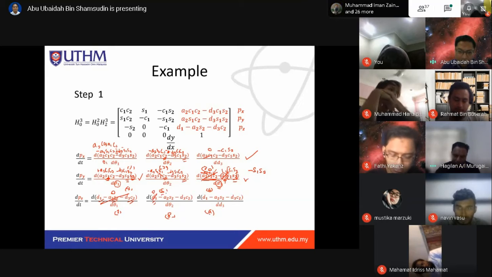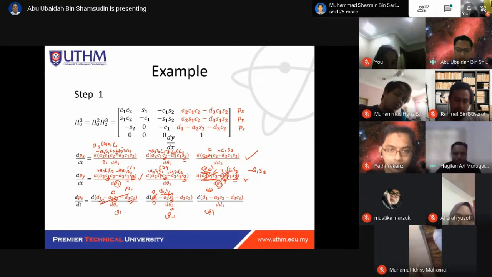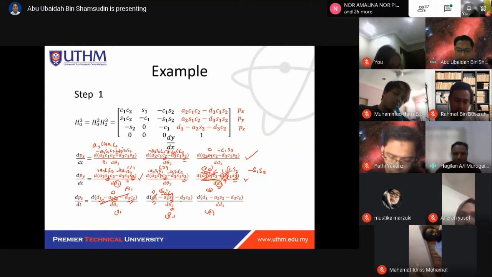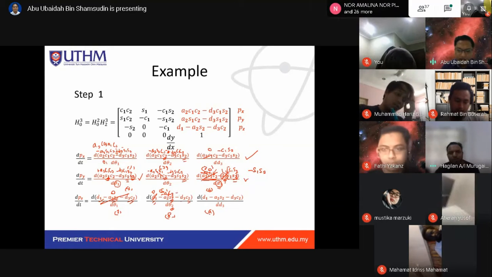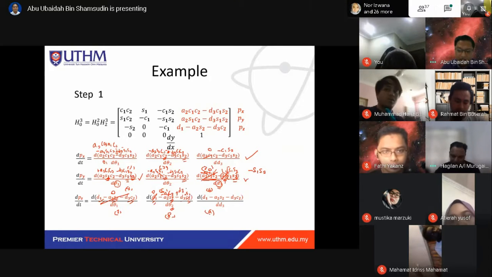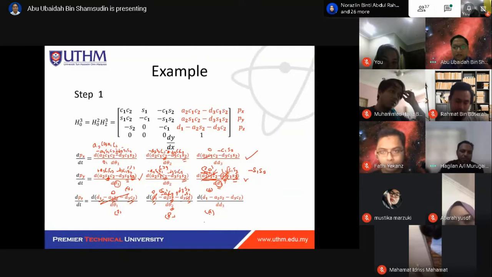This one will become negative A2 sine theta 2, or theta 2 will become cos, right? Because this is theta 2, so we need to differentiate with sine theta 2. Okay. How about this one? Next. Plus D3. Okay, it will become plus because this one will change to sine. So negative plus D3 sine theta 2. Okay, nice. Okay, marvelous. Good. Last one, number 9.